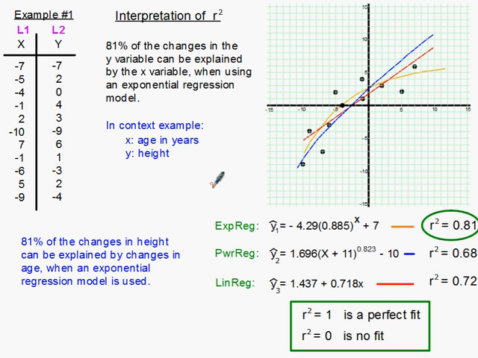So what you should do when you have context is say it using the variables. 81% of the changes in height can be explained by changes in age when an exponential regression model is used.